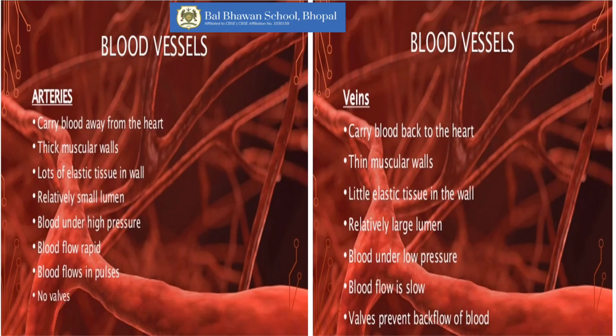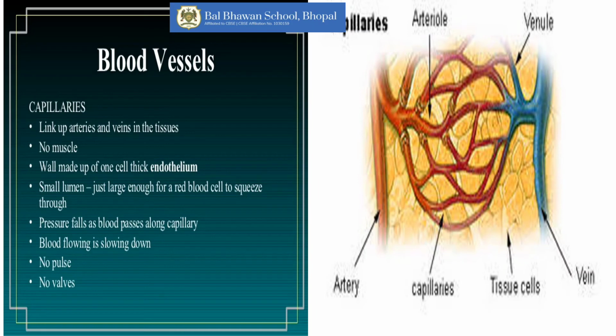Children, apart from arteries and veins, we have one more type of blood vessels, and that is called capillaries. Now, look here in this figure. The arteries are shown by these red colored structures and veins are shown by these blue tubes. In between arteries and veins, you can see very thin tube-like structures, the smallest tubes found in the body. They are the capillaries. The most important function of capillaries is that they link up arteries and veins in the tissue. They join these arteries and veins together.